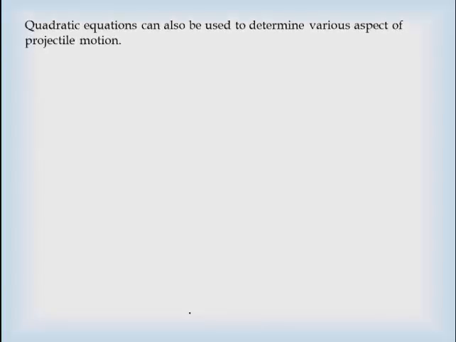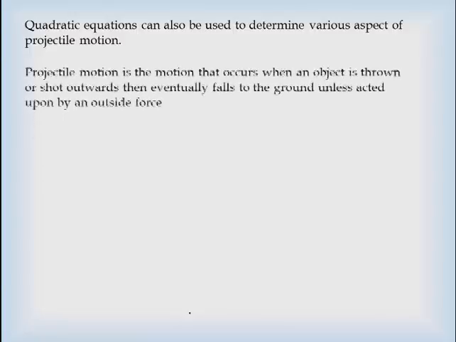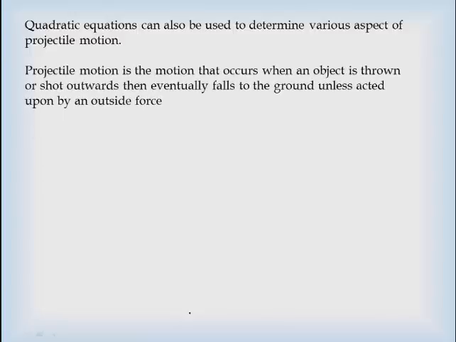Okay, anyway, quadratic equations can also be used to determine various aspects of projectile motion. Projectile motion is a motion that occurs when an object is thrown or shot outwards and eventually falls to the ground unless acted upon by an outside force. So, for example, if you throw a ball and somebody catches it, or you shoot a cannon and it hits a wall. But if you don't have anything in the way, it will create projectile motion.